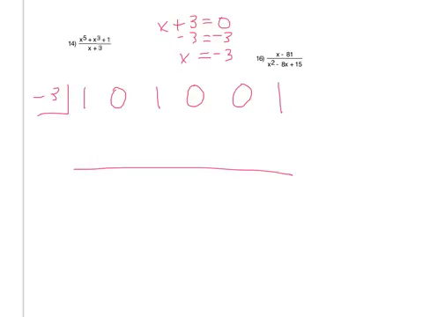Okay, bring down the first number, whatever it is. Multiply, add. Multiply, add. Don't get that calculator out. They'll slow you down. They're not your friends. That calculator. You think it's your friend.